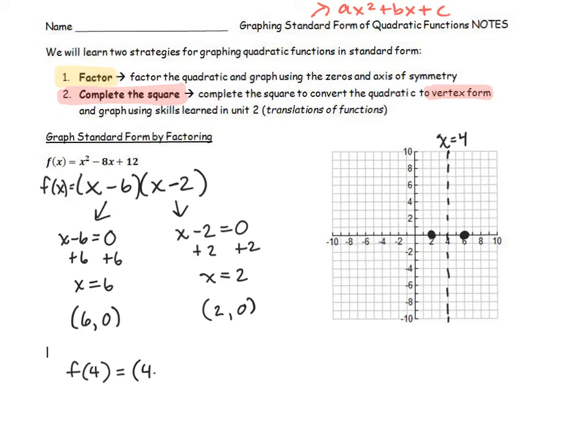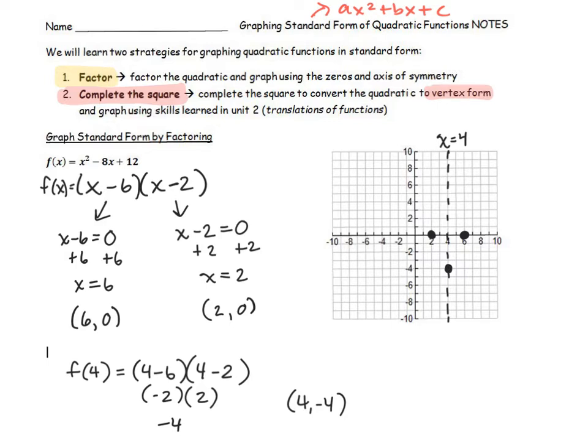So I get 4 minus 6 times 4 minus 2. 4 minus 6 is negative 2. 4 minus 2 is positive 2. Negative 2 times positive 2 is negative 4. This means that when I plug in the value of positive 4, I get out negative 4, which means the point (4, -4) is on my graph. So (4, -4) is right here.